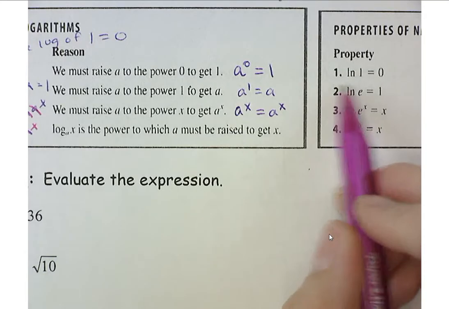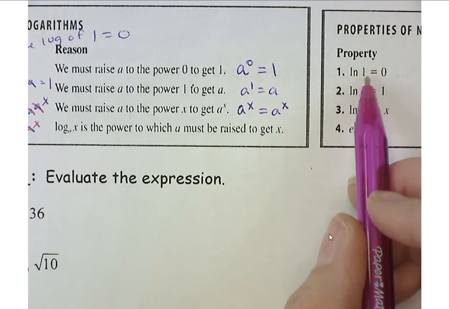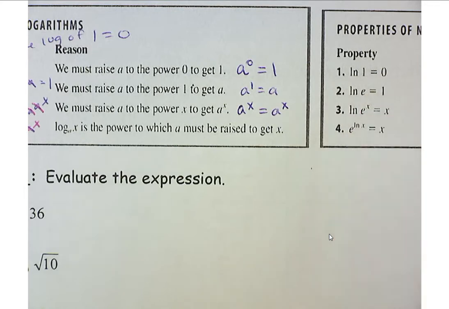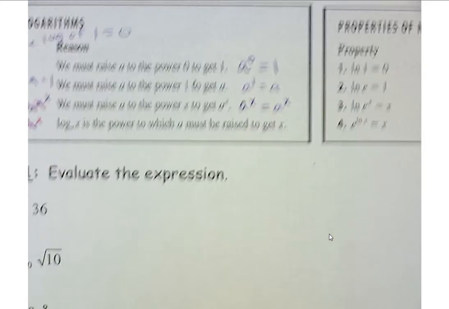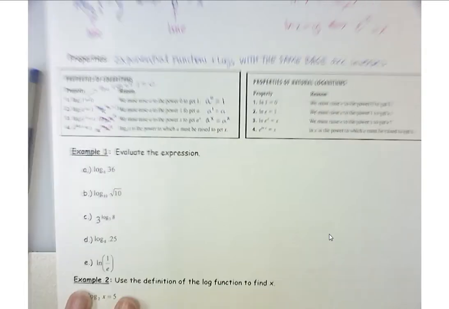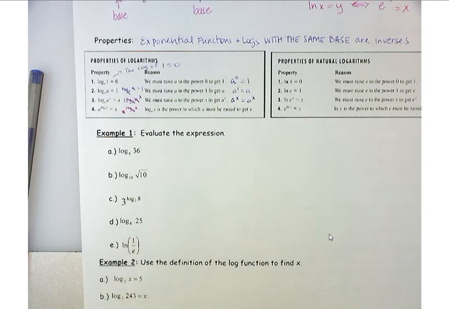And then for these, again, it's the exact same thing. The only difference is it's with the natural log. So the natural log of 1 is 0, right? The natural log of e equals 1. The natural log and e are what type of equations? Inverses. Okay?